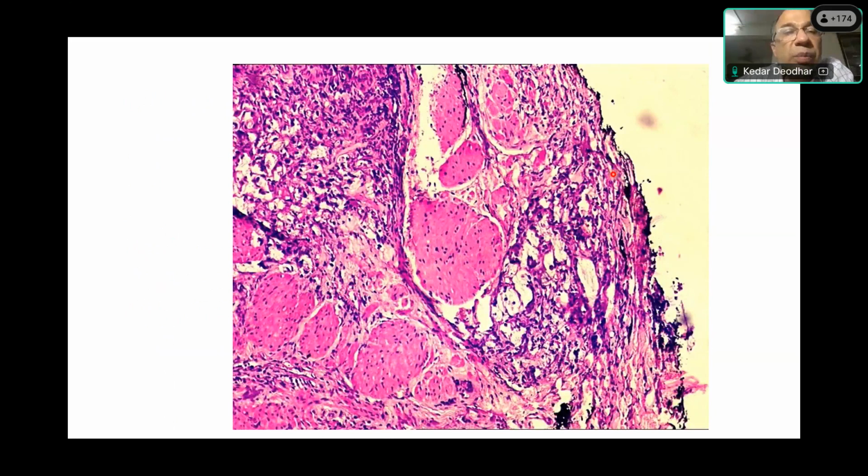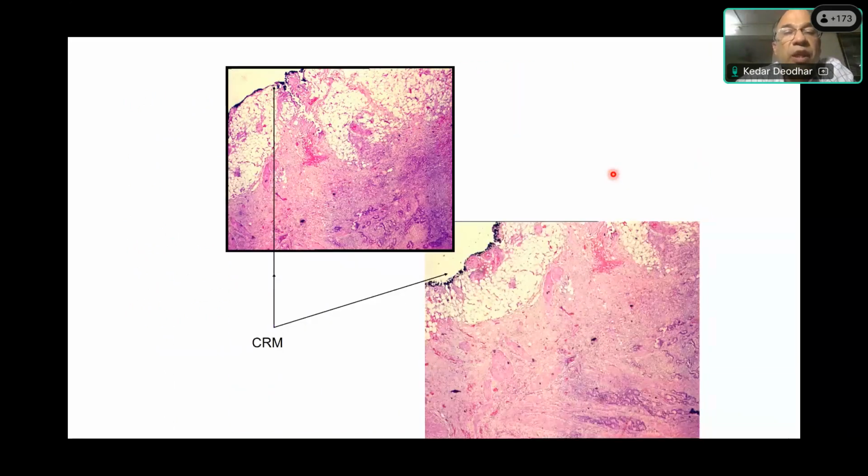These are examples from the CRM. So low power view, tumor going, tumor going, tumor going. We have the ink here. This is what I want to look at, whether the tumor cells on higher power are very close to this black ink or not. And if they are on the slide less than a millimeter away, we need to consider this CRM as positive.